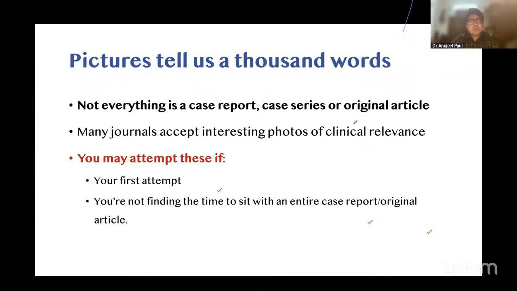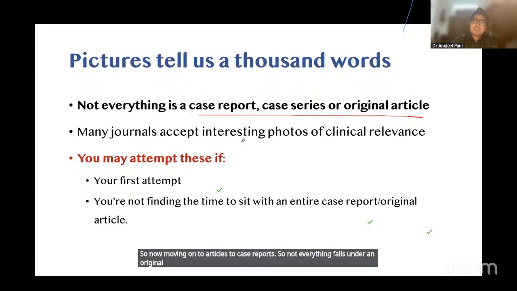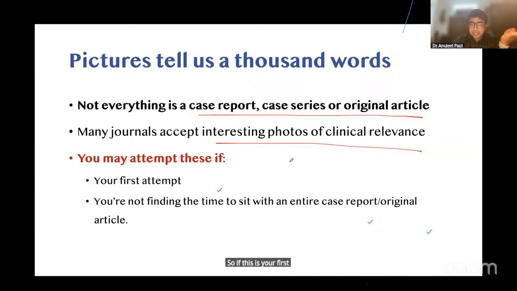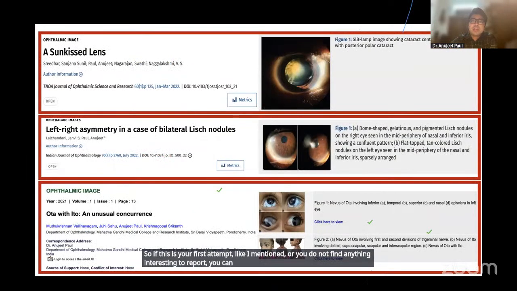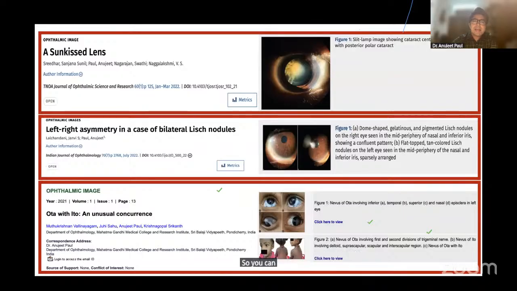So now moving on to articles to case reports. Not everything falls under an original article or case report. Sometimes you may have interesting photos of clinical relevance. So if this is your first attempt, like I mentioned, or you do not find anything interesting to report, you can go for these images. So you can see some images that I've highlighted.